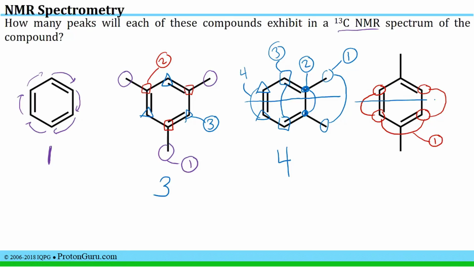If we redraw that horizontal plane of symmetry, we can see the 2 methyl groups are related by symmetry, so together they'll give us a second signal, and these carbons to which the methyl groups are attached are also related by that horizontal symmetry plane, and they together will give us a third signal. So in the carbon-13 NMR spectrum, we'll only see 3 signals for that molecule.